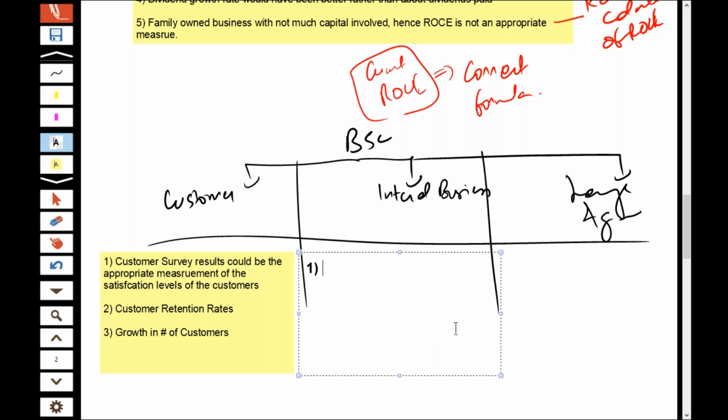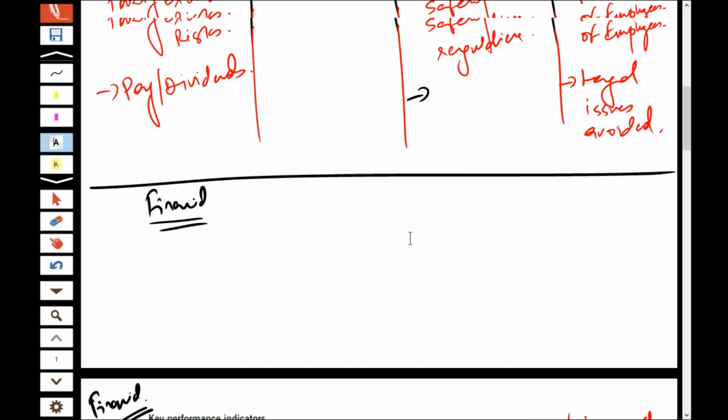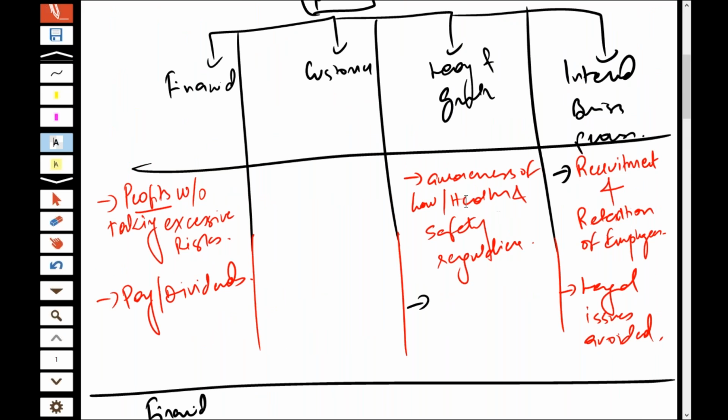The next thing is the internal business process. I told you a few things about it. There's awareness of law, health, safety, regulations. That's important. Secondly, the business wants to increase profits. Sorry, the recruitment and retention, the legal issues.